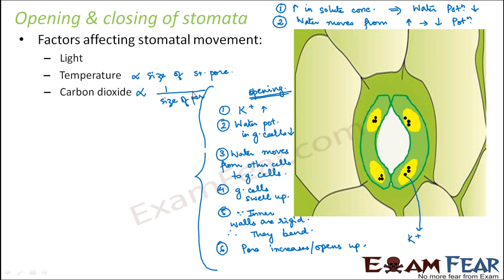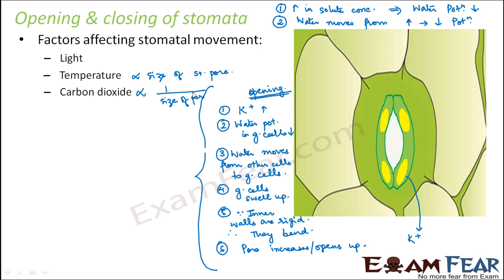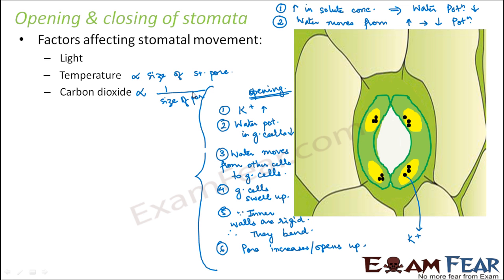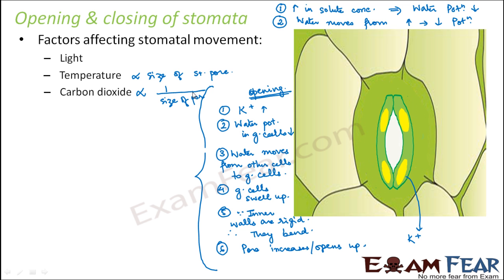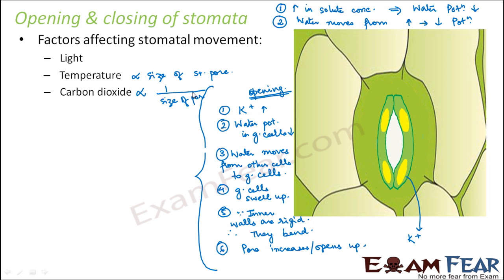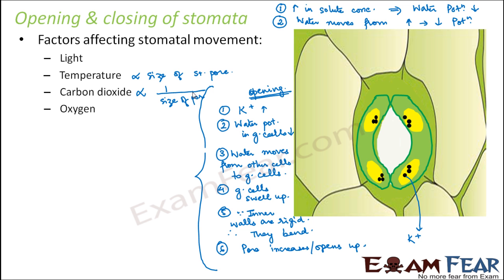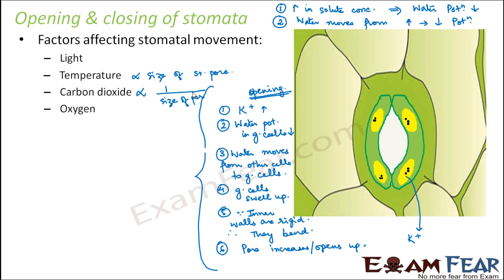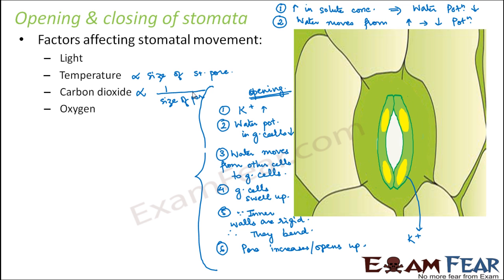Now when I talk about concentration of carbon dioxide, I am talking about the internal carbon dioxide concentration only, not the external CO2 concentration. For example, you might say that in the atmosphere the concentration of CO2 is increasing, but that will not affect the stomatal movement. Here concentration means the concentration of CO2 inside the leaf. So only the internal carbon dioxide concentration will have an impact. The next is oxygen. Even the presence of oxygen is essential for stomatal opening. Without that, it just cannot happen.